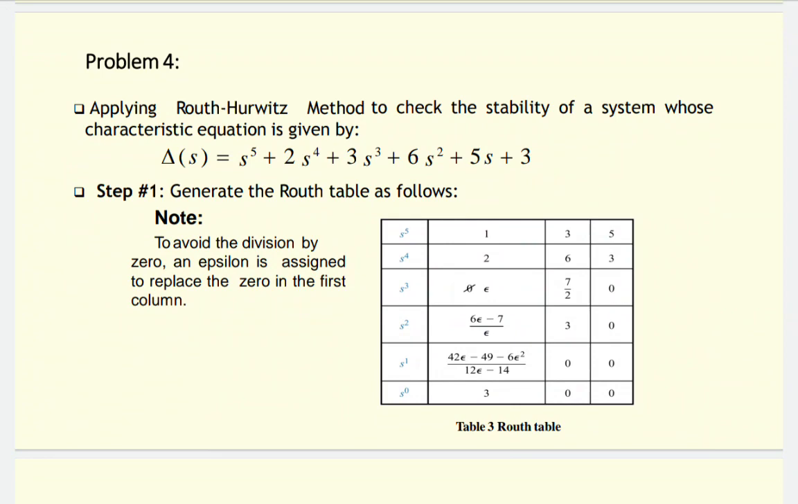After replacing 0 by epsilon, the usual multiplication procedure goes on, which generates the s to the power 2 row: 6 epsilon minus 7 by epsilon, and another element 3. The s to the power 1 row is 42 epsilon minus 49 minus 6 epsilon square divided by 12 epsilon minus 14, and s to the power 0 is 3.